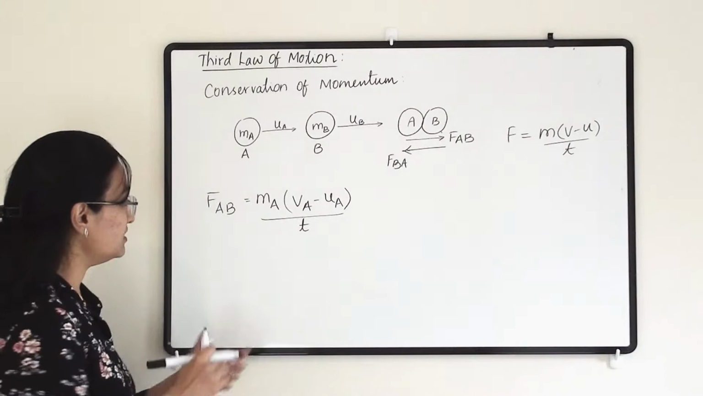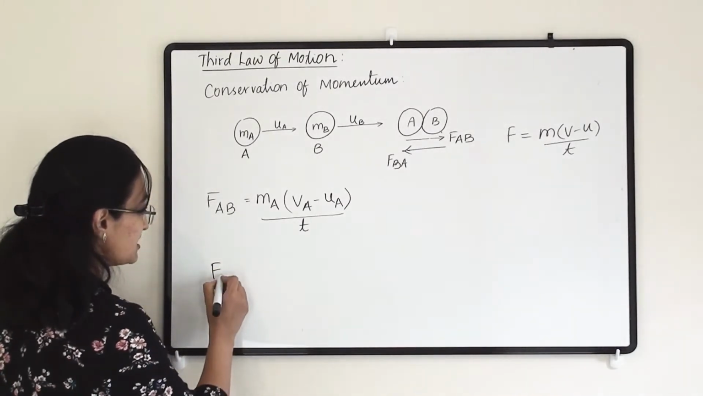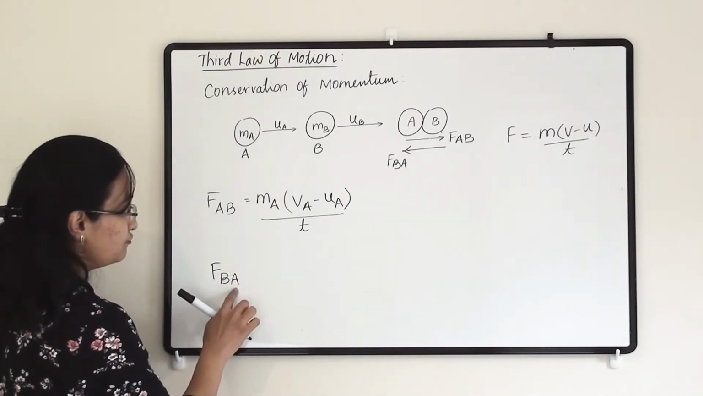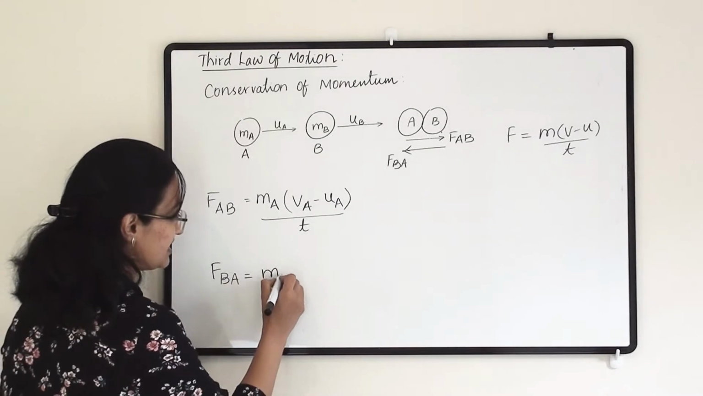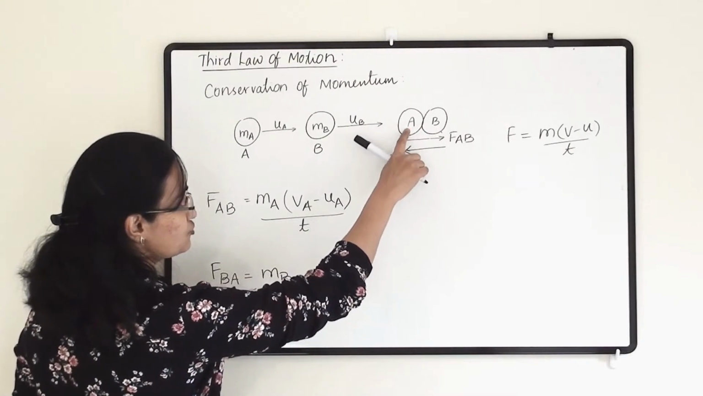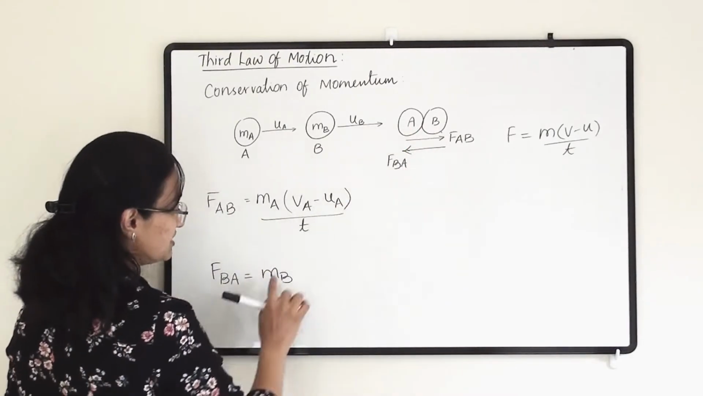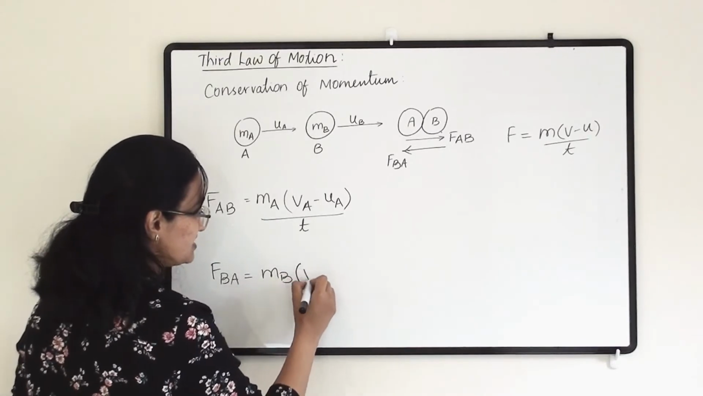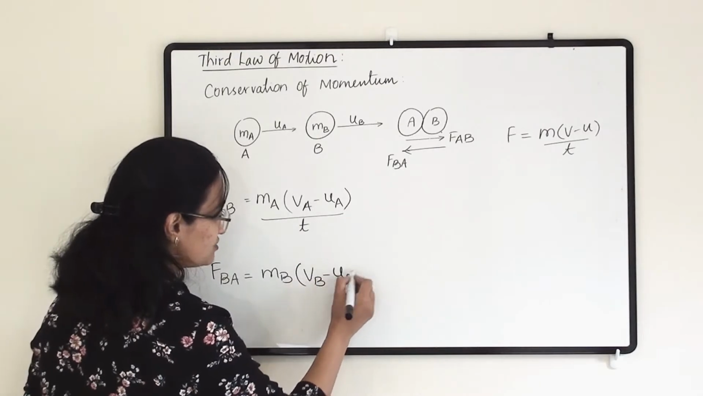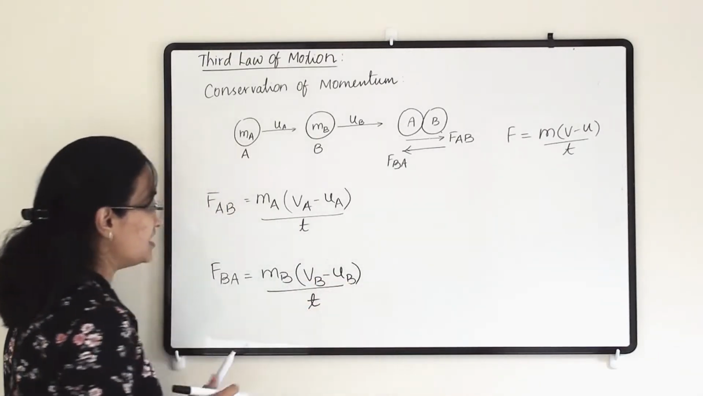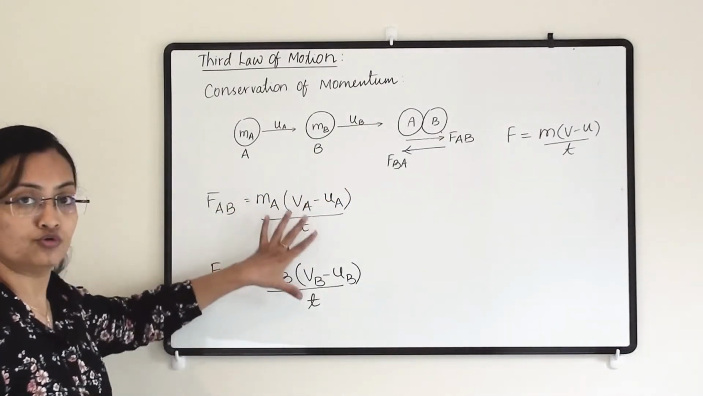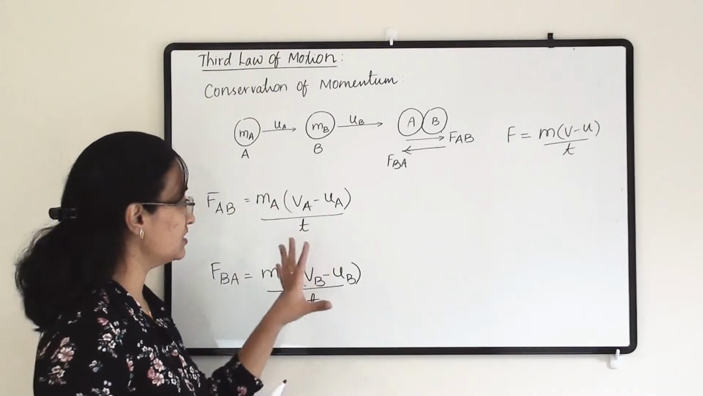Similarly, we will get another equation for the force applied from B to A. Object B is applying force on A, so here we get MB, because the mass we are calculating here is of object B. Then similarly, the velocity of object B, the final velocity minus the initial velocity, divided by T. So we got two different formulas from this collision, two different formulas for two different objects when they are colliding with each other.